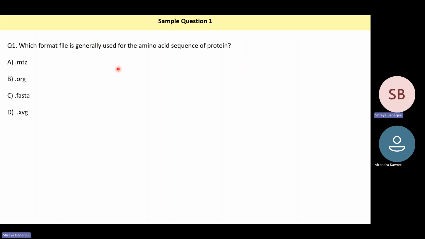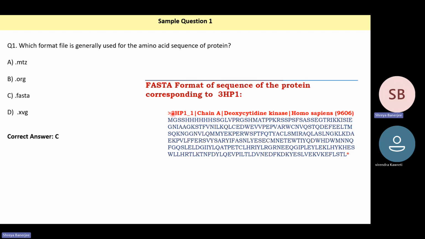So question 1 is, which is used for the amino acid sequence of protein? As we have seen, this is the FASTA format. If you remember the FASTA format, it begins with this sign, and then you have the PDB code, the chain identity, the name of the protein, and from which species this protein has come from. Then you have the 1-letter code of all the amino acids in the protein sequence. And finally, it ends with a star. So this is the basic makeup of a FASTA file. And so the FASTA file shows the amino acid sequence of the protein.